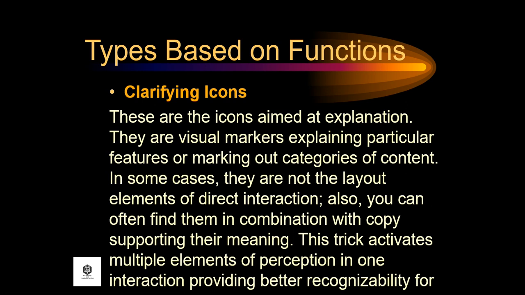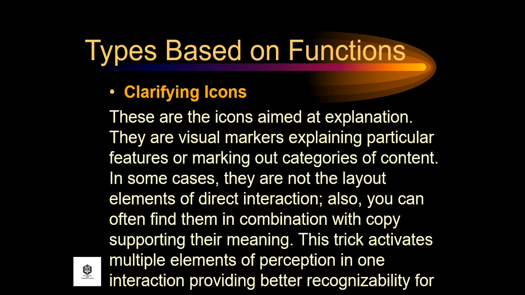So here are the types of icons based on functions. First, clarifying icons. These are the icons aimed at explanation. They are visual markers explaining particular features or marking out categories of content. In some cases, they are not the layout elements of direct interaction.